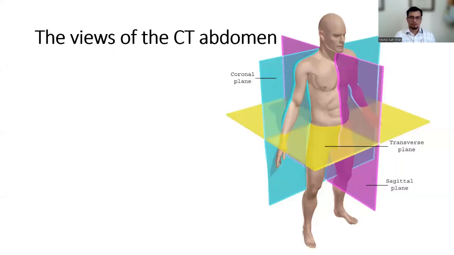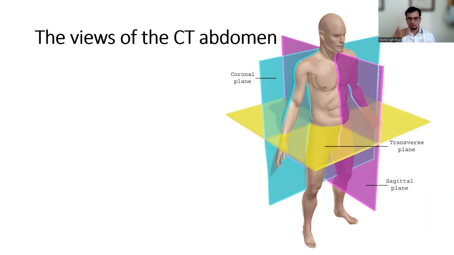First of all, you should know that there are three important views through which we can look at the abdomen: transverse plane and longitudinal plane. So there are two important planes. And further, in the longitudinal plane, there are two views, the coronal view and the sagittal view.